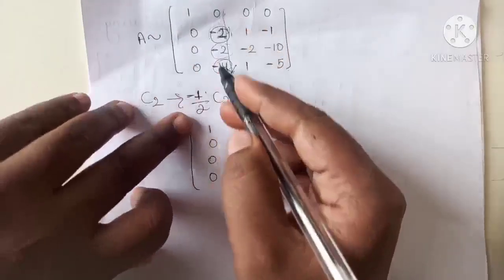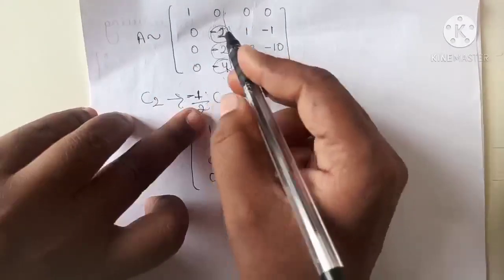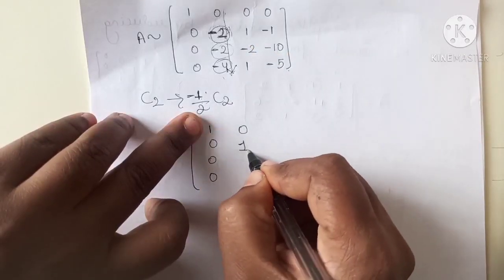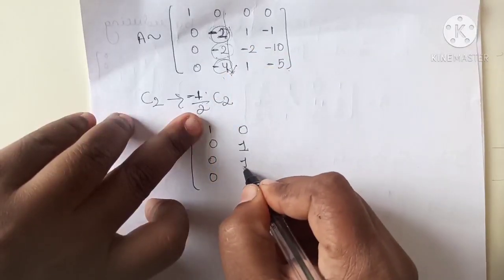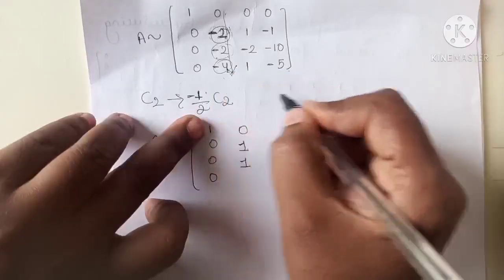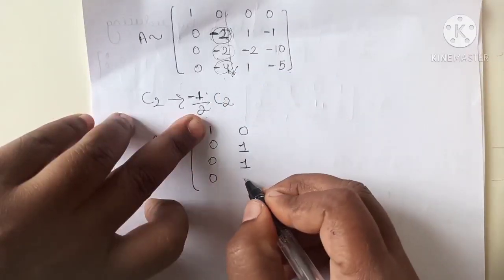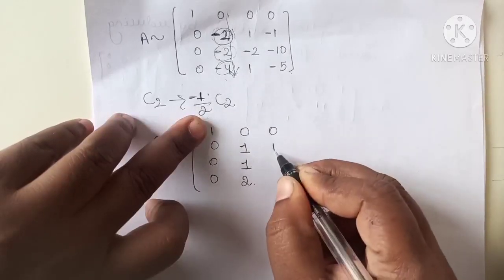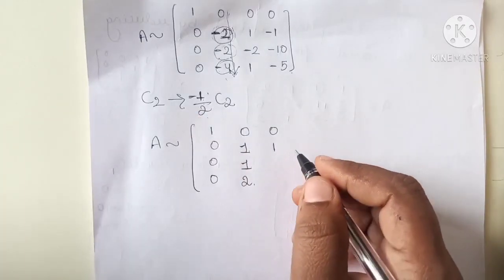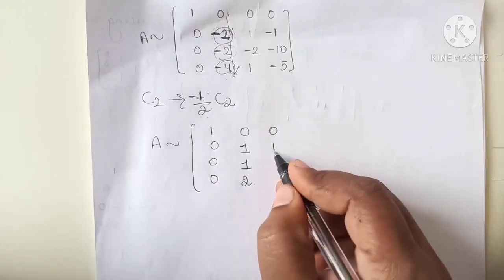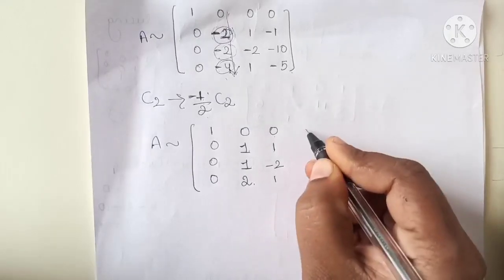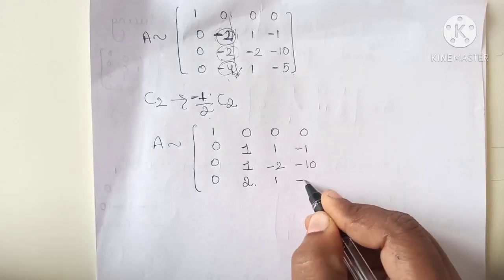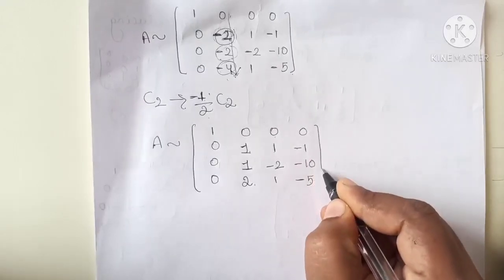This C2 is multiplied with minus 1 by 2, therefore it is minus 2 by 2 equals plus 1, minus 4 by minus 2 equals plus 2, and the rest of the columns are 0, as they are. So we get 1, minus 2, 1, 0, minus 1, minus 2, minus 10, minus 5.